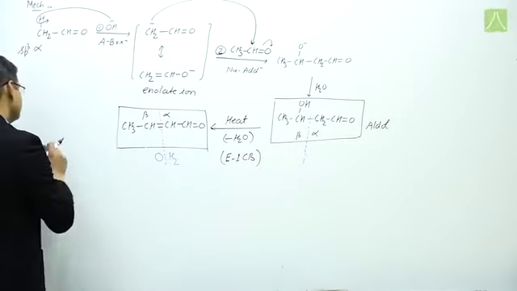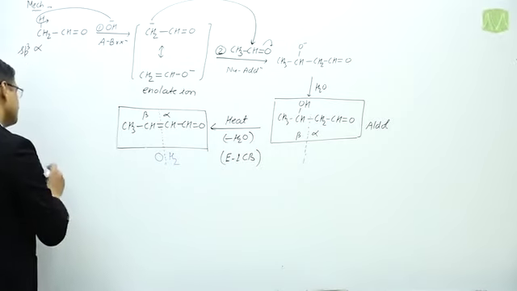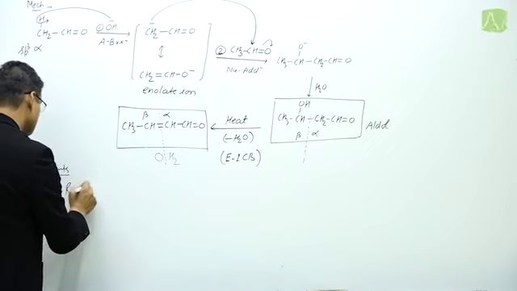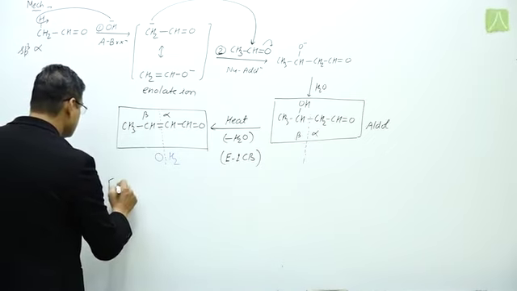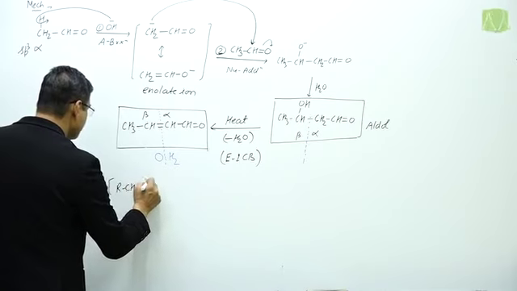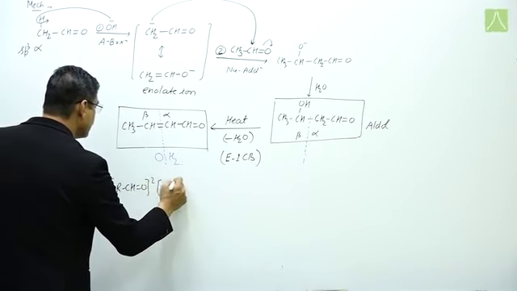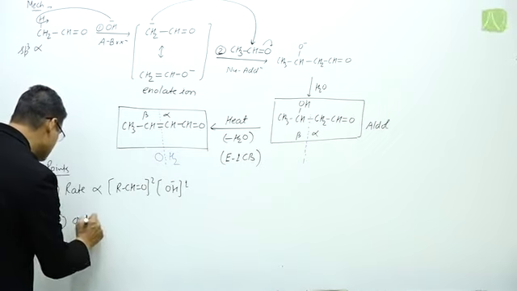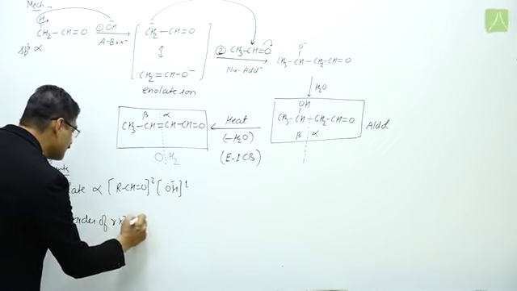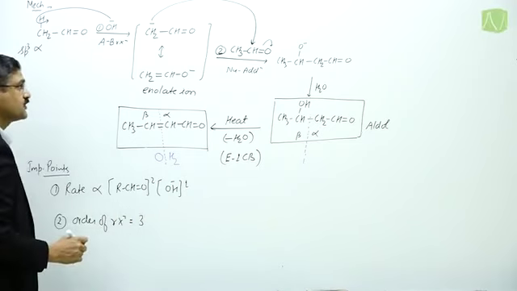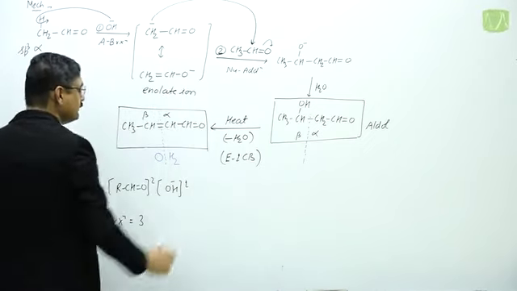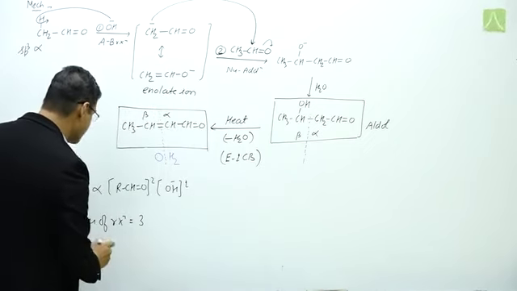In this case, a few important points are like this. First point, the rate is directly proportional to 2 molecules of aldehyde and 1 molecule of base. So the order of reaction is generally 3, because 2 aldehyde molecules and 1 molecule of base are required. So the order of reaction is 3.